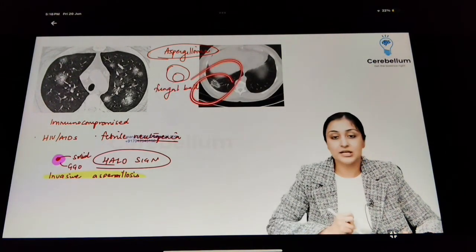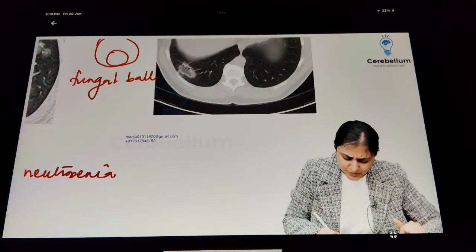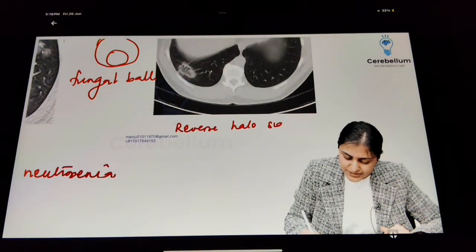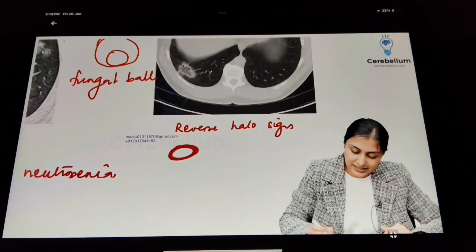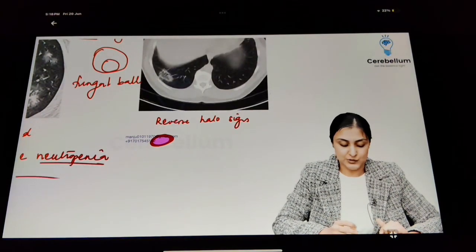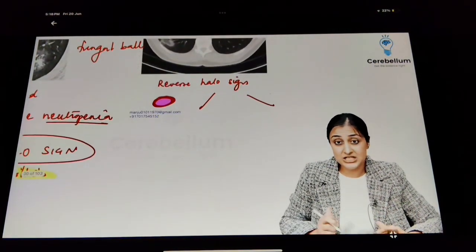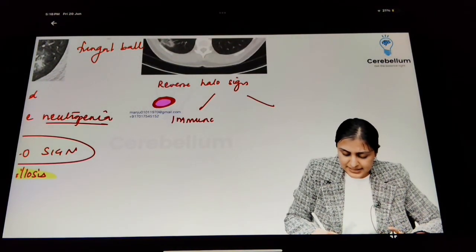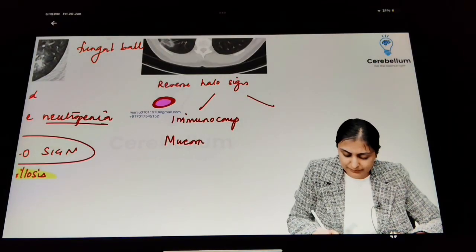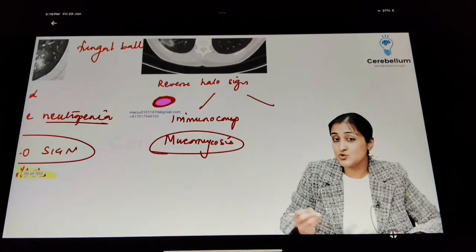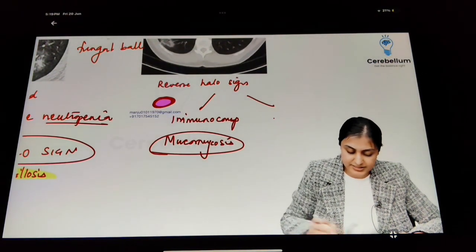All right. On the other hand, look at this image now. Here you can see the opposite. You can see a reverse halo, isn't it? So reverse halo sign is where the periphery is solid and the center is where you see the ground glass opacity. So this is reverse halo. Two contexts we can see this. One, if you see again an immunocompromised sick patient, this reverse halo sign can be seen in mucormycosis, pulmonary mucormycosis.